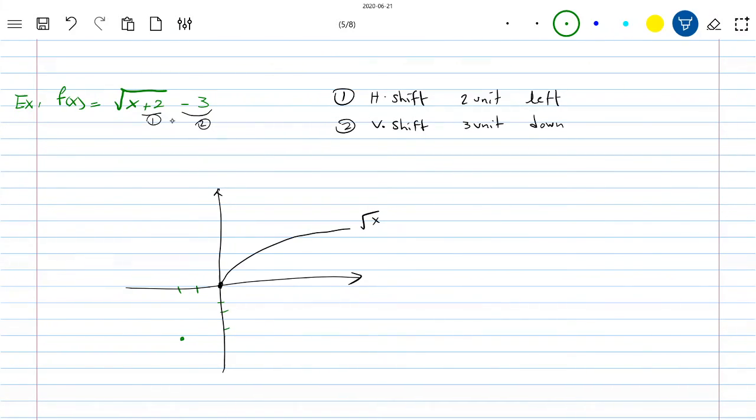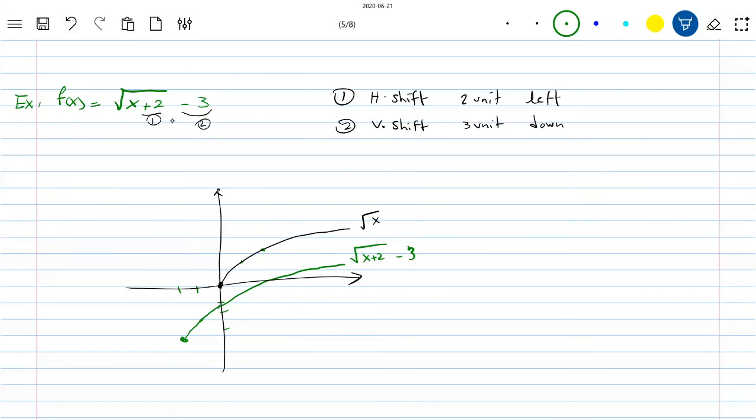The vertex point will come here. The next point will move here. That point will move here, and so on. All those points will move. What I get is this graph. This is the graph of square root of x plus 2, minus 3.